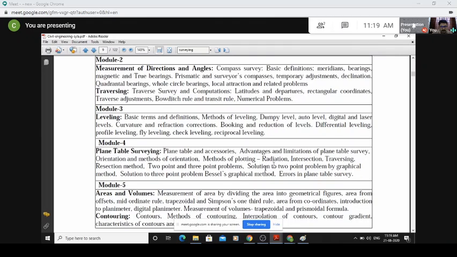Then you should know how to record the readings you get from the dumpy level, how to enter them into a level book. Then differential leveling is one of the types of leveling, profile leveling, fly leveling. These are the different types of leveling which you are going to learn in this module. And you are going to know how exactly the difference between the 2 points is assessed with the help of the equipment. So one of the very important modules is the third module. Then the fourth module is all about plane table surveying.